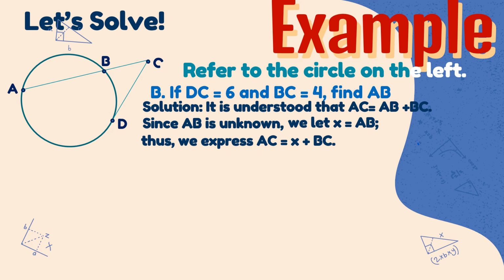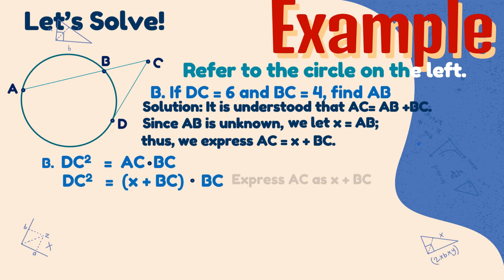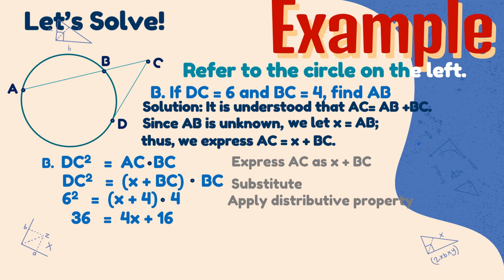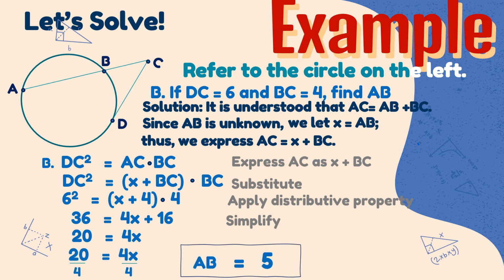Applying the theorem, DC squared is equal to AC times BC. DC squared is equal to x plus BC times BC. 6 squared is equal to x plus 4 times 4. Applying distributive property, we have 36 is equal to 4x plus 16. 20 is equal to 4x. We're going to divide both sides of the equation by 4. So the value of AB is equal to 5.